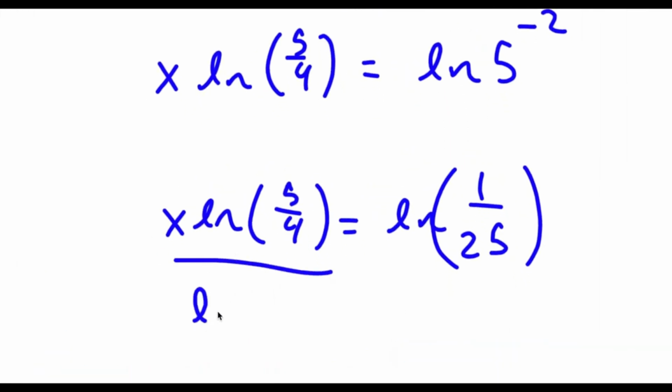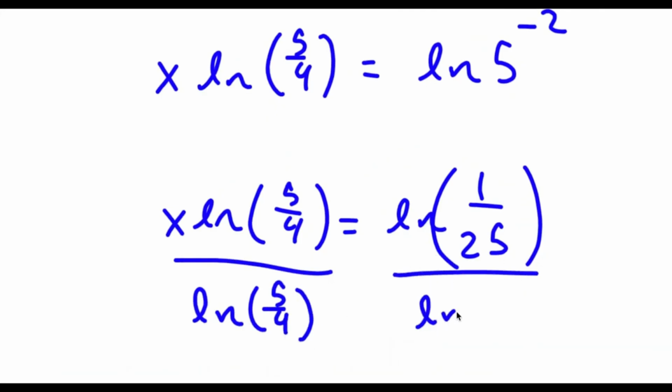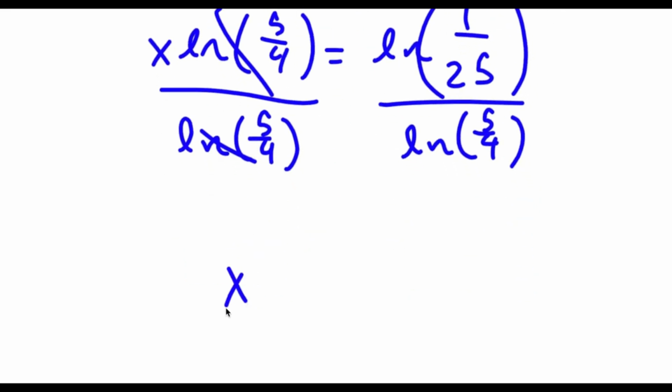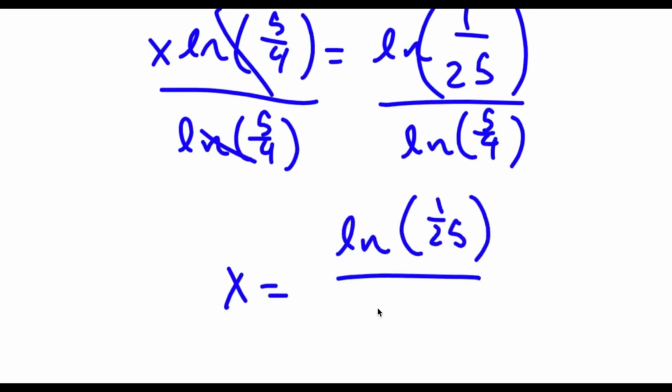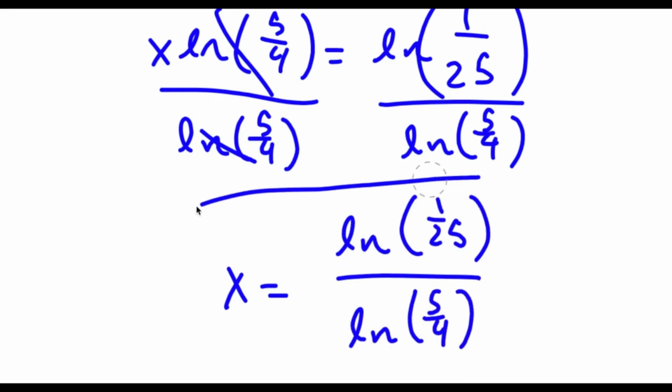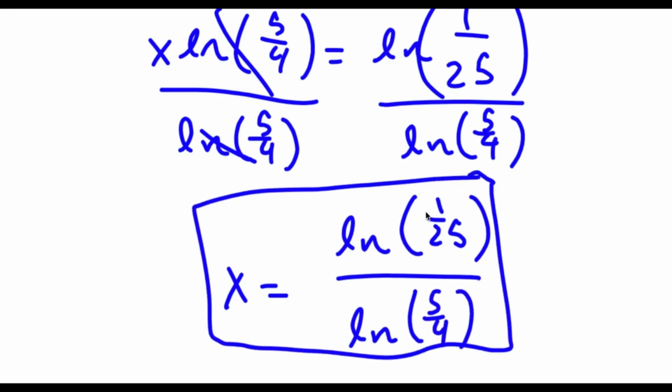Now if I divide both sides by ln 5 over 4, these two cancel out, and now I'm left with x is equal to ln 1 over 25 over ln 5 over 4. So this is my answer.